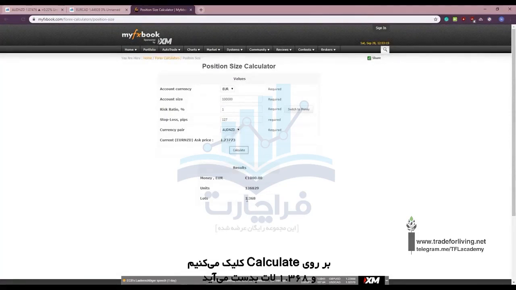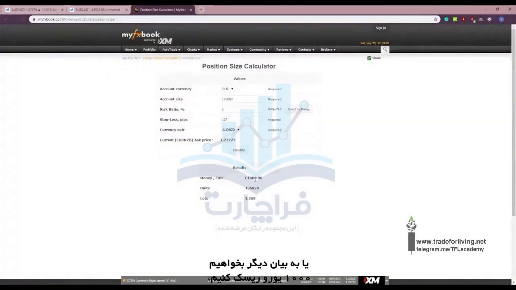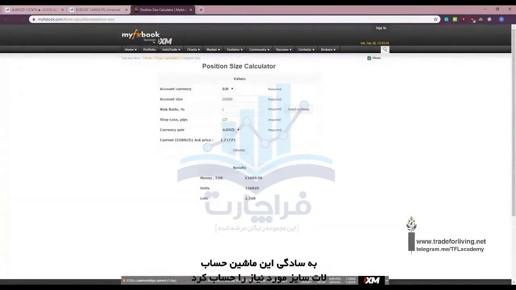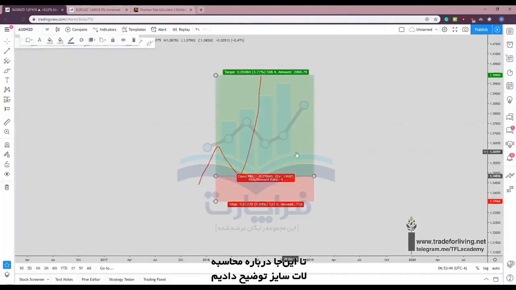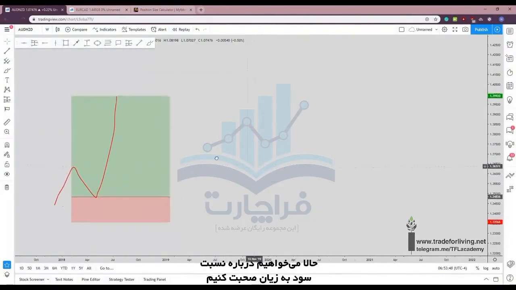We calculate, and you get 1.36 lots. So basically, if we want this 127 pips to be 1% of our account, or in other words, a $1,000 risk, then what we need to do is regulate our lot size to be 1.36 lots, as the calculator has just given us. Very simple concept.